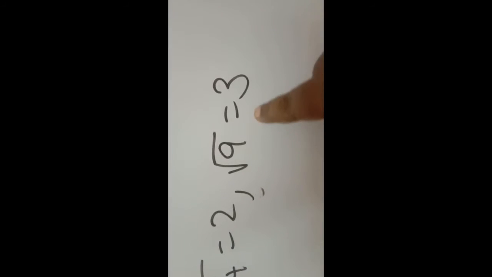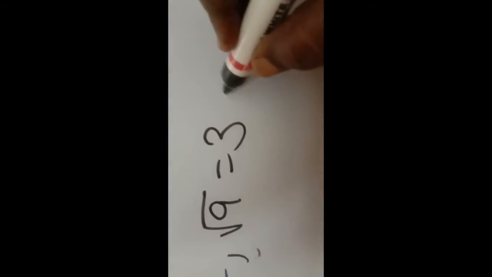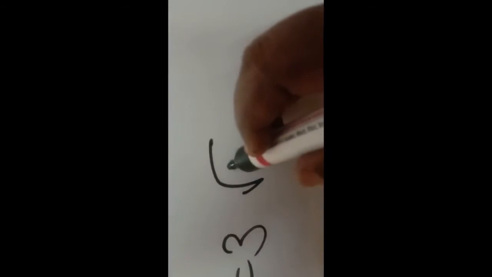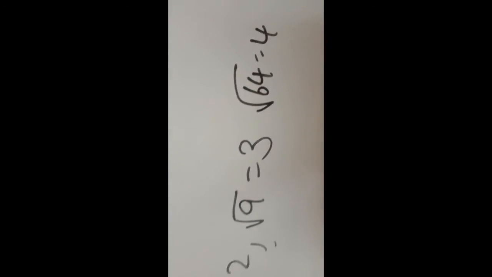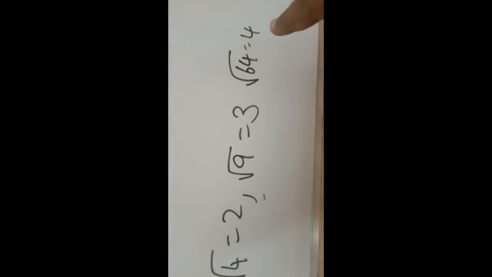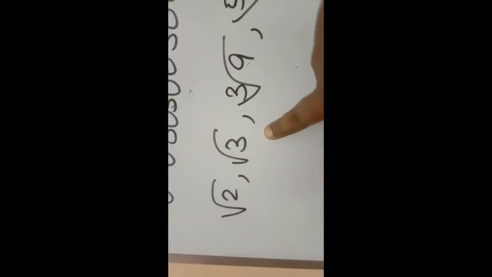The same way root 9 is equal to 3. It is rational. It is not irrational. Root of 64 is equal to 8. So these are all rational numbers. They are not irrational. We can write them in the form of P by Q. So root 2, root 3 irrational. Root 4 is rational. Root 5 irrational.